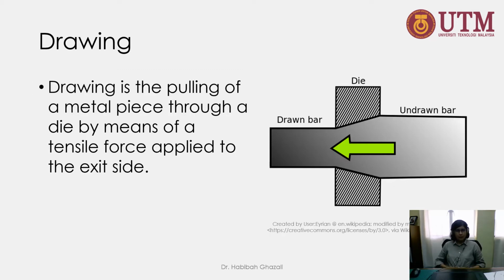So lastly, I have another example of a forming process of a metal in which wire or any piece of metal is being drawn. Drawing is, instead of being forced by compressive force, being pulled through a die by means of tensile force applied to the exit side of the metal. So all of these processes, the rolling, extrusion, drawing, and also forging, will cause the shape of the grain to change.